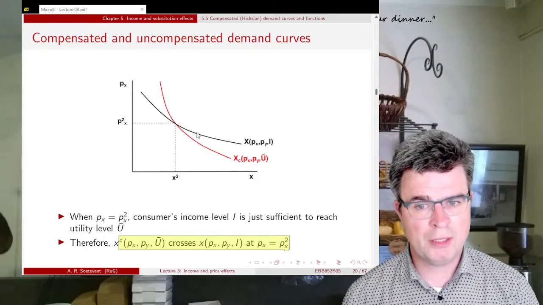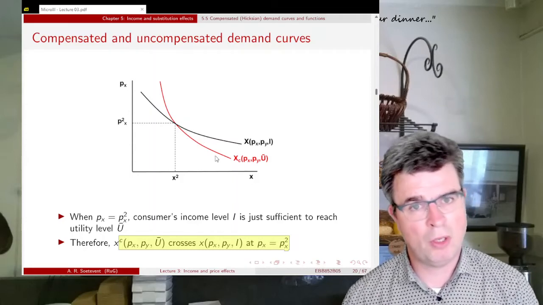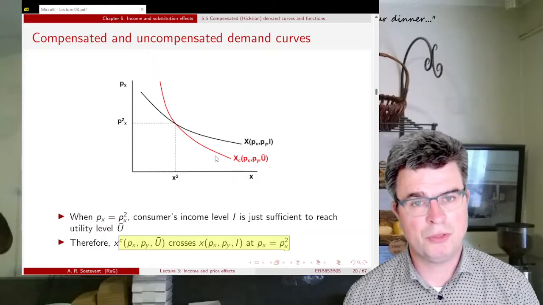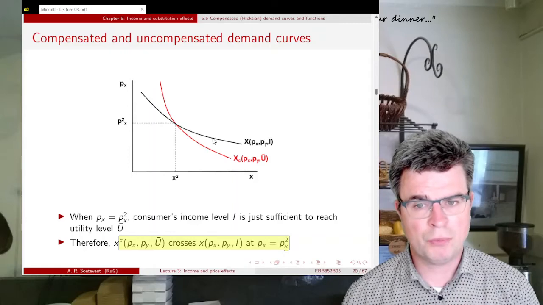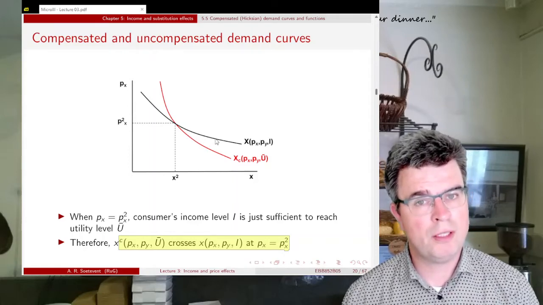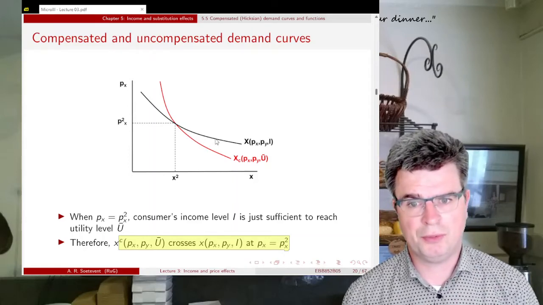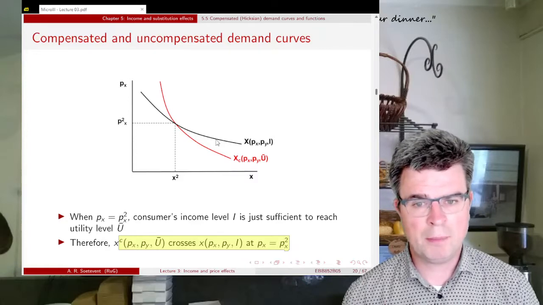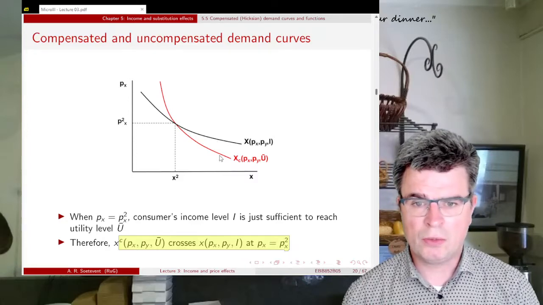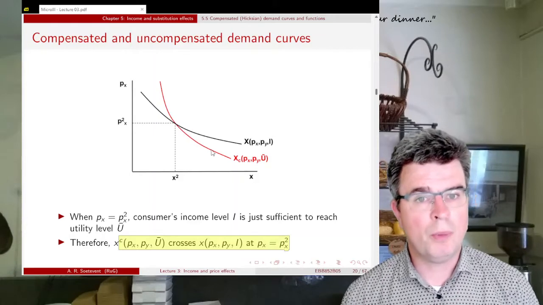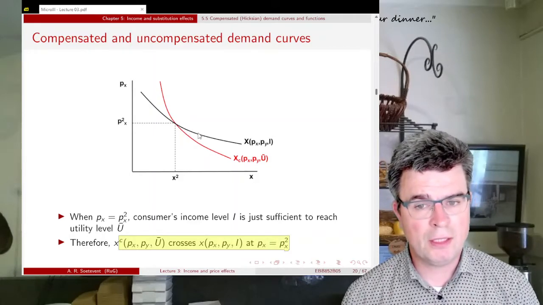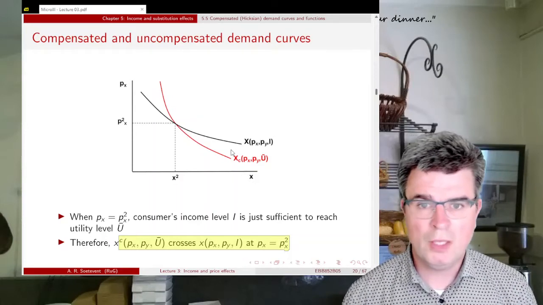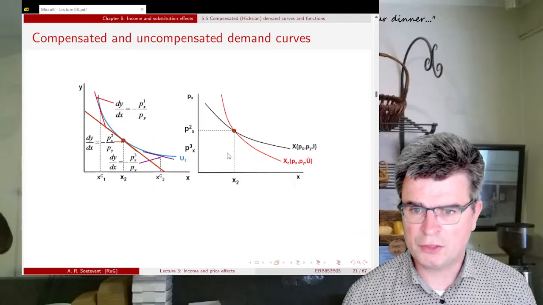And given that the Marshallian demand function gives you the sum of the positive substitution effect and the positive income effect, the Marshallian demand function will be to the right of the Hicksian demand function. And that makes clear that the compensated demand function will be steeper than the uncompensated demand function. Another way to show it is as follows.